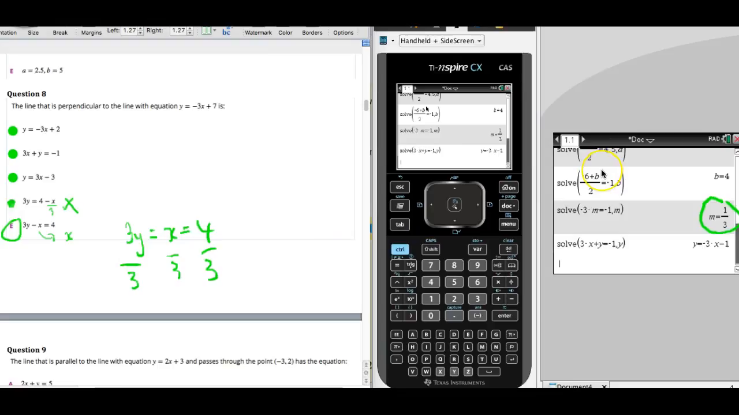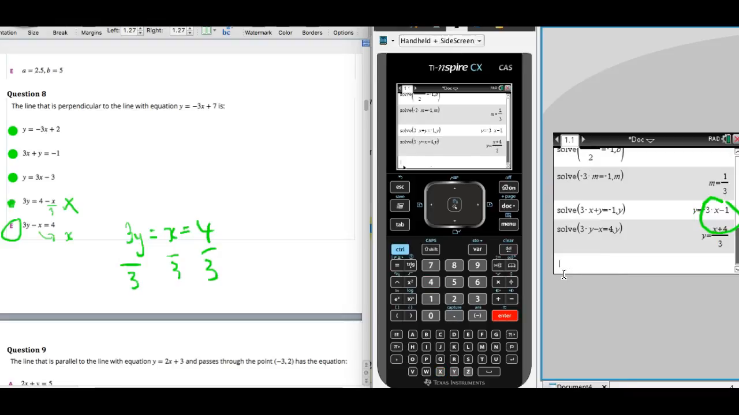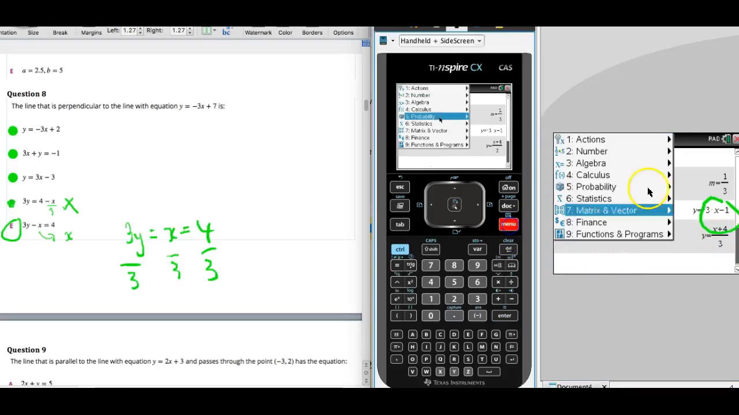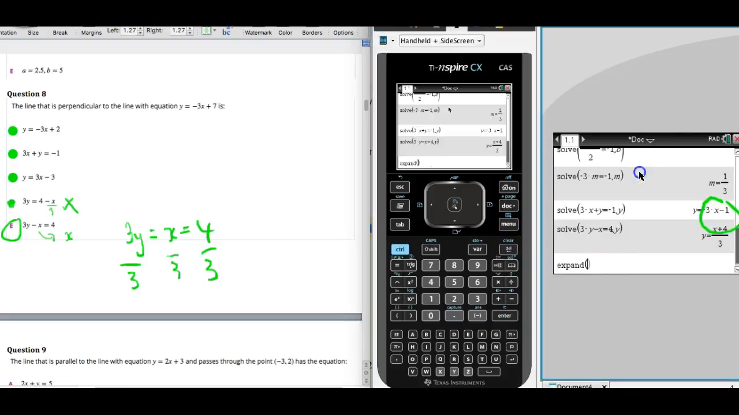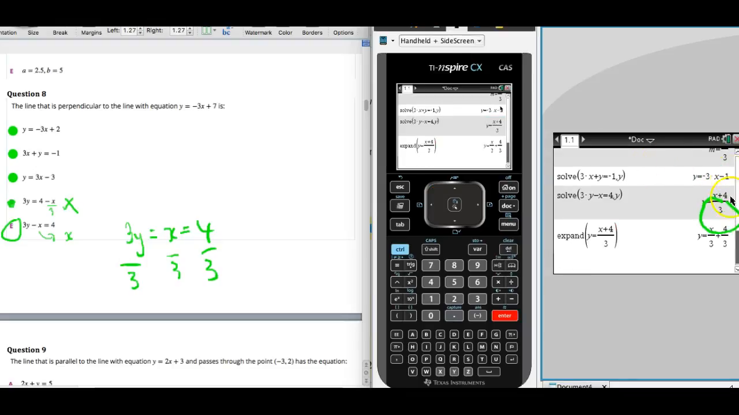Now you could have done solve on your calculator. So solve 3y minus x equals 4. I'm just checking that the last one is done correctly. Okay, so we have y equals x plus 4. If you don't like seeing it like that, algebra, expand, and there I can see it's +1/3.